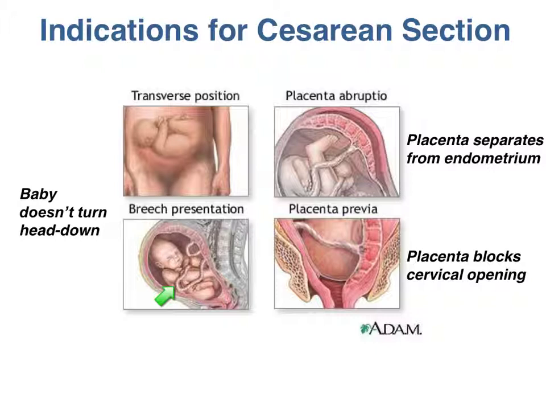The 2 indications for C-section on the right here have to do with the placenta. Placenta abruptio, or placental abruption, is when the placenta becomes detached from the wall of the uterus. This detachment cuts the baby off from its oxygen and nutrient source and may lead to severe bleeding from the mother.